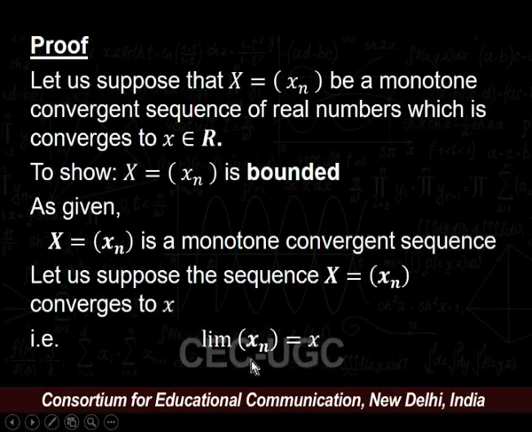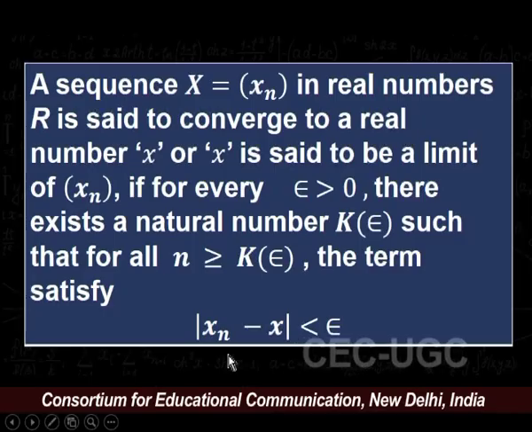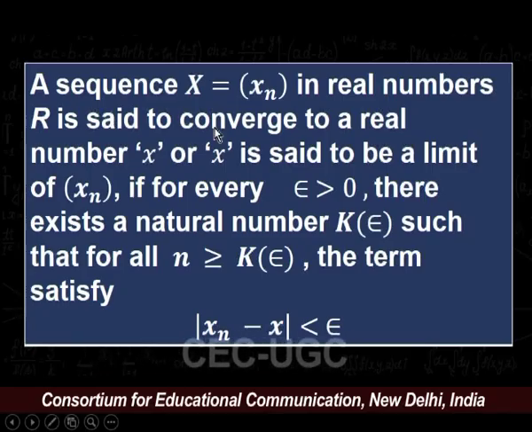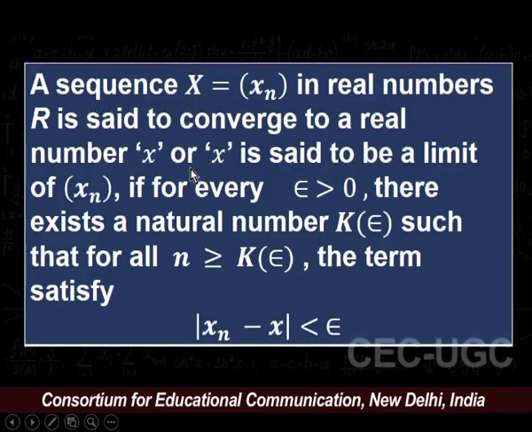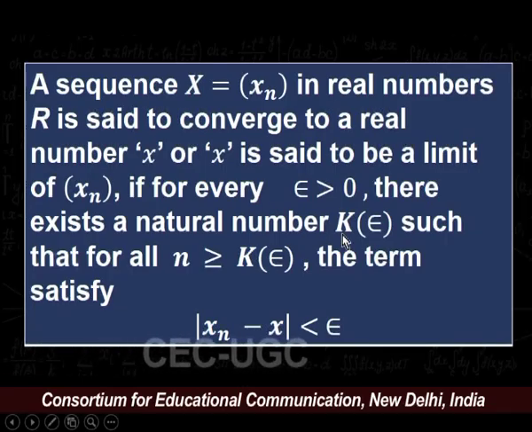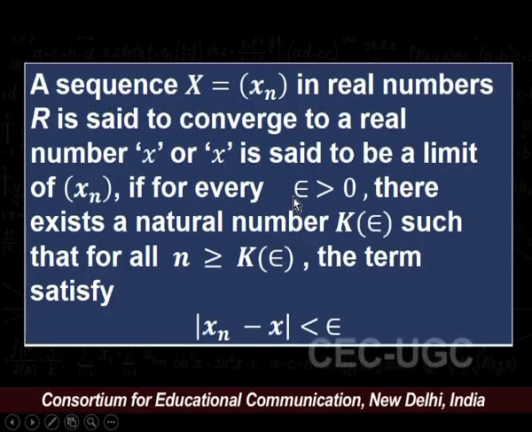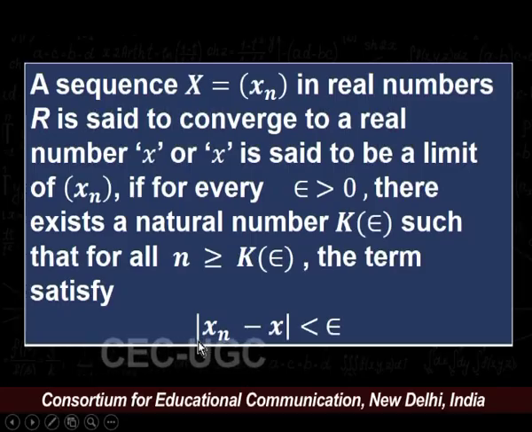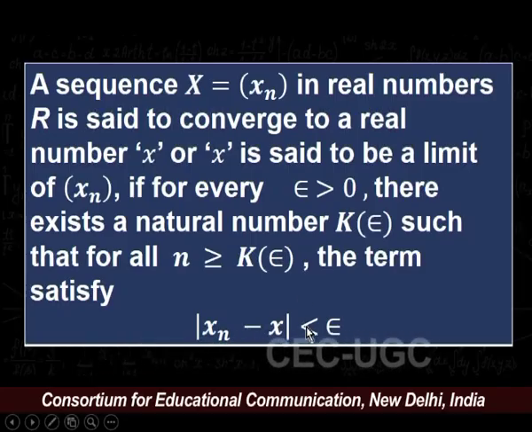Now, by the definition of convergence of a sequence in real numbers, we can say that a sequence x = (x_n) in real numbers R is said to converge to a real number x, or x is the limit of x_n, if for every epsilon greater than 0, there exists a natural number K depending upon epsilon, such that for all n greater than or equal to K, we must have |x_n - x| < epsilon.